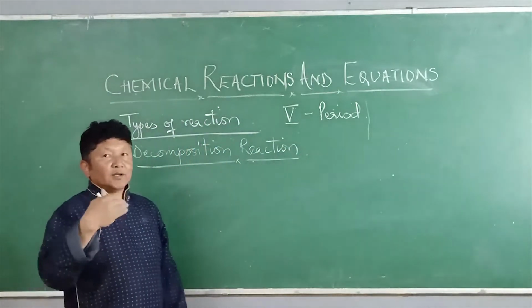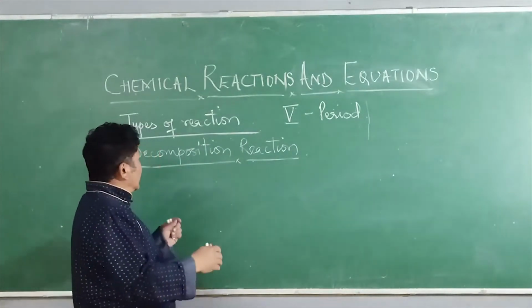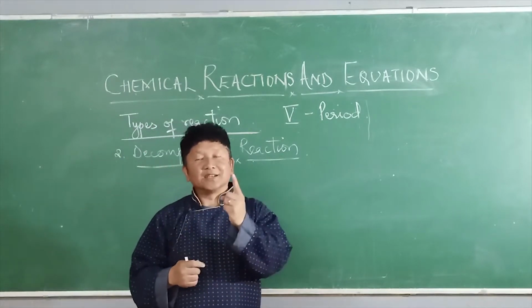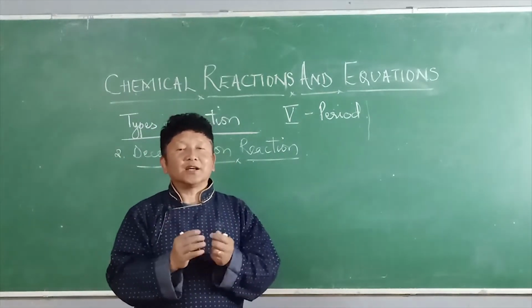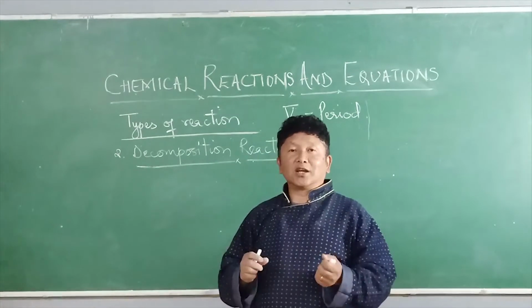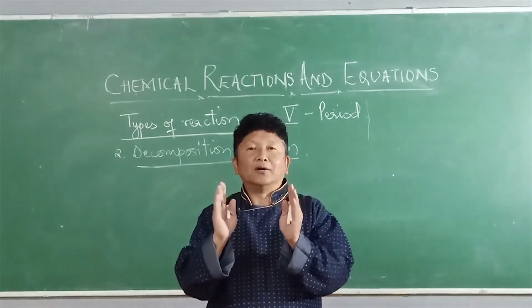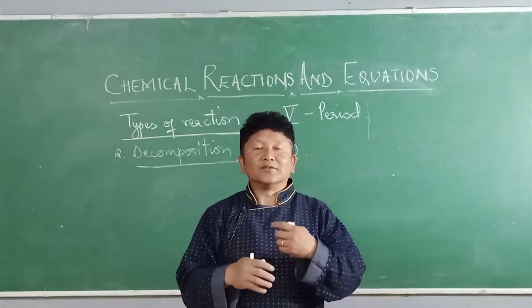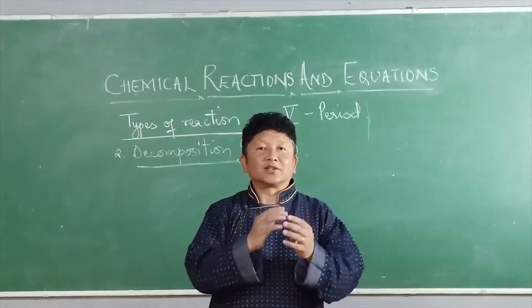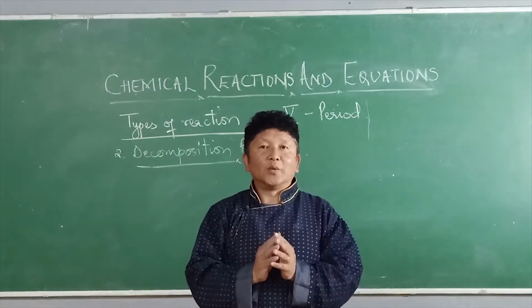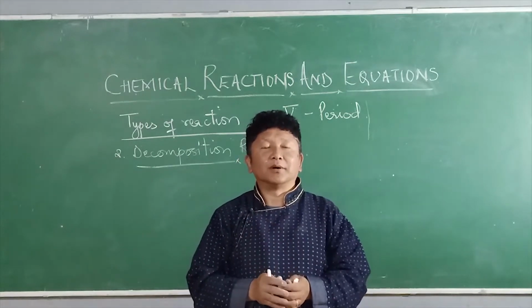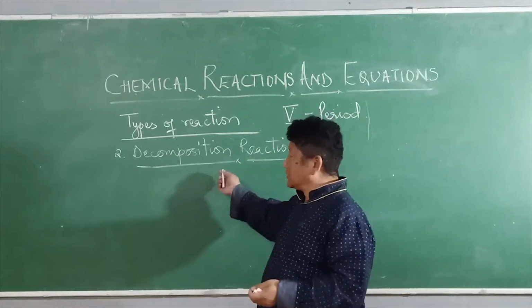Now remember, in a combination reaction, two or more reactants combine together to form a single product. Such types of reactions are called a combination reaction. And in a decomposition reaction, a single compound undergoes change to give us two or more products, where a single compound splits up into a number of new compounds. These types of reactions are called a decomposition reaction.